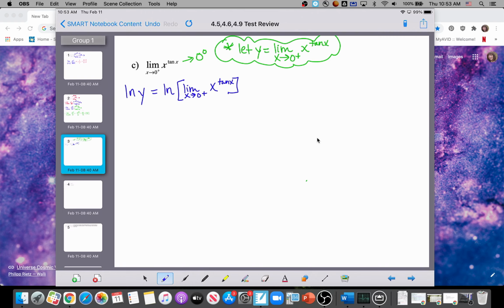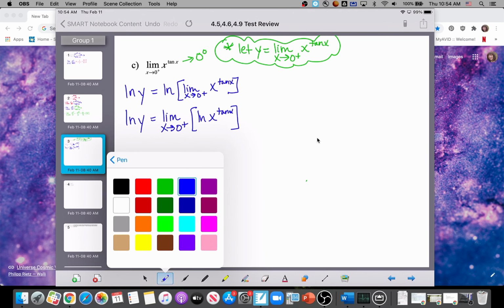And I know that the natural log of the limit is the limit of the natural log, so I can move that natural log to the position in front of the x, which is what I want to do so that I can use the properties of logarithms to bring that tangent down out of the exponent. So in the next step, I'm just going to rewrite this as natural log y is equal to the limit as x approaches 0 from the right of the natural log of x to the tangent x power.